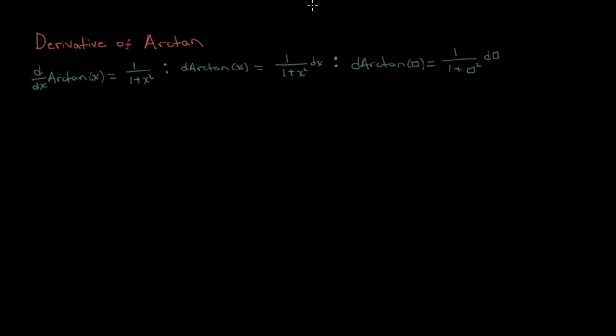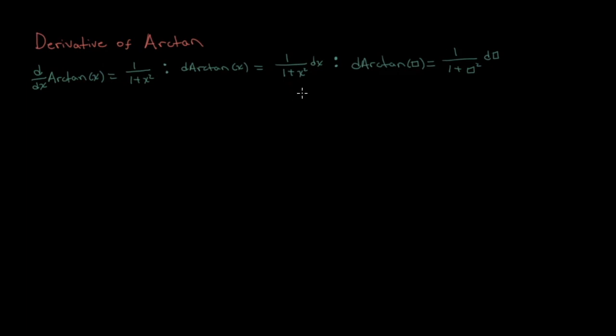In this video, we're going to talk about how to get the derivative of an arctangent function. The derivative of an arctangent function is equal to 1 over 1 plus x squared, or we can look at it this way, 1 over 1 plus x squared times the derivative of x.